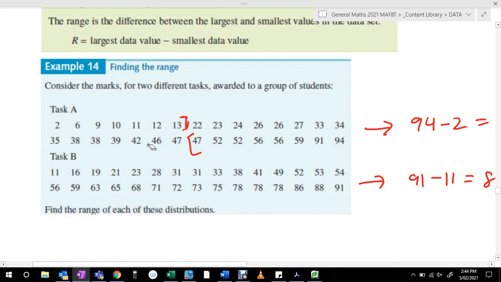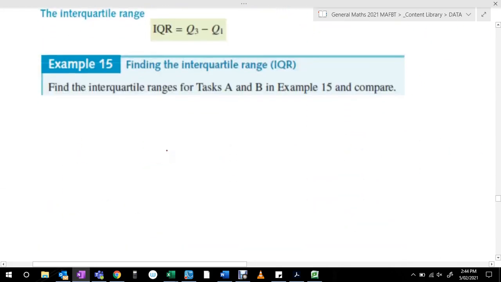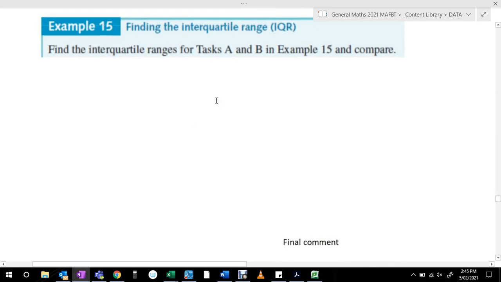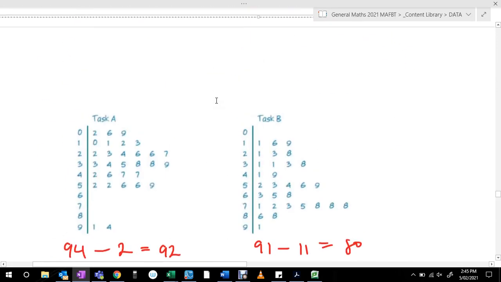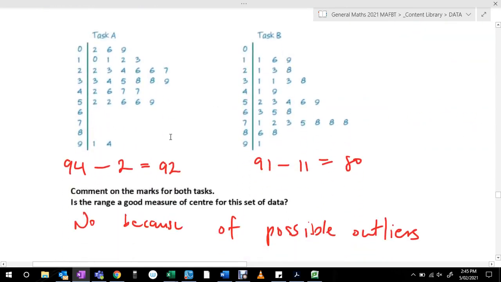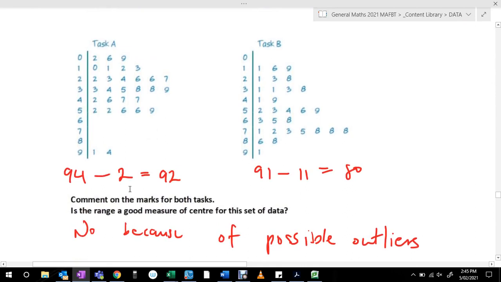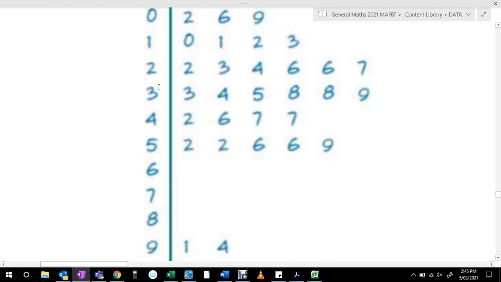It looks a bit confusing, but let's show it to you in this example here. Find the IQR for the ranges of task A and B in example 15. Where is example 15? Here. So what I would like us to do, if you have your calculators, is put these numbers in your calculator, and we'll find it really easily.